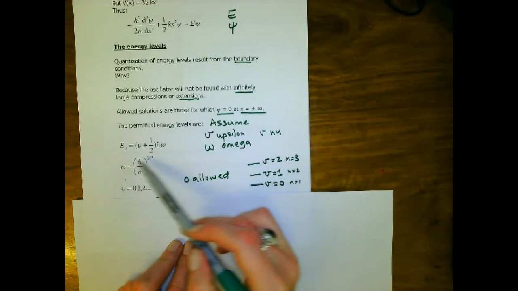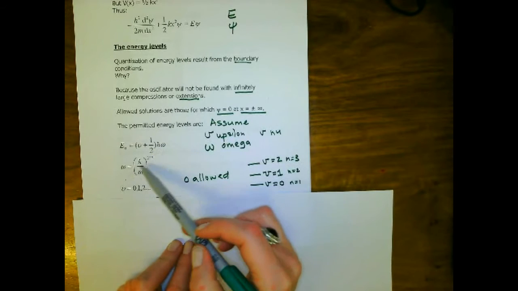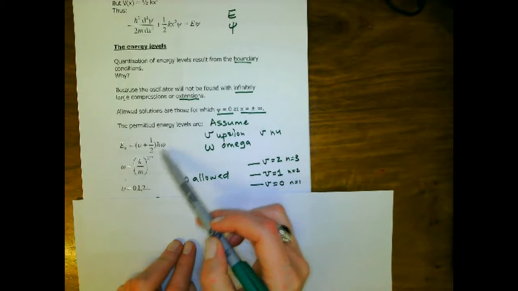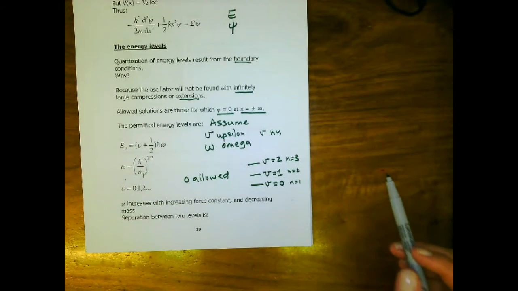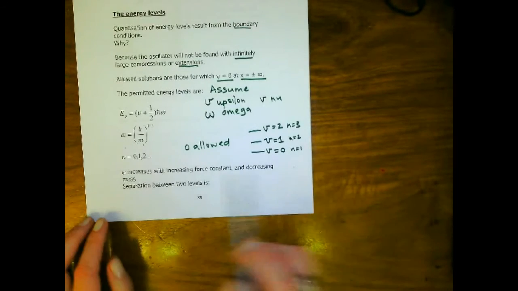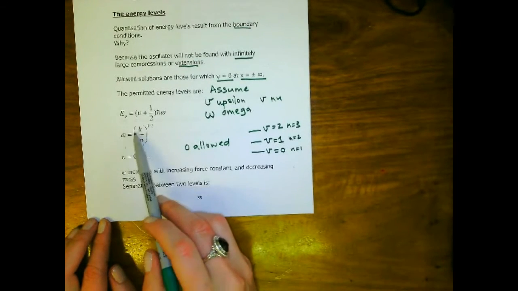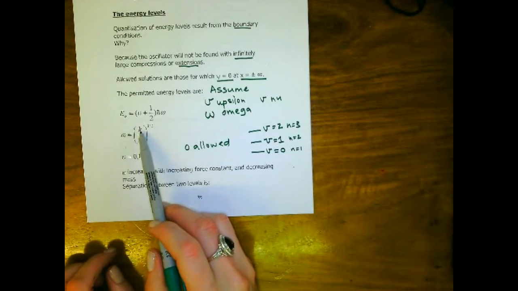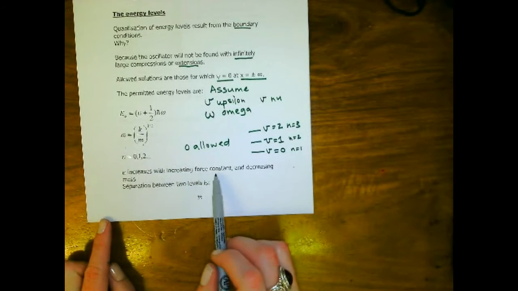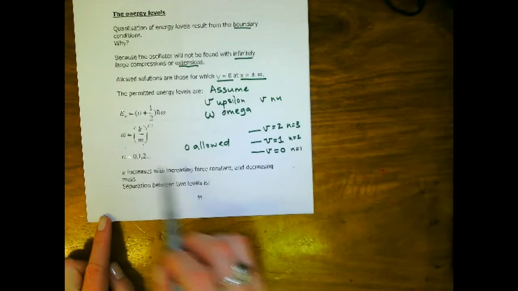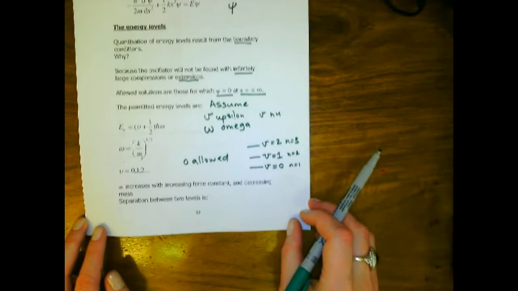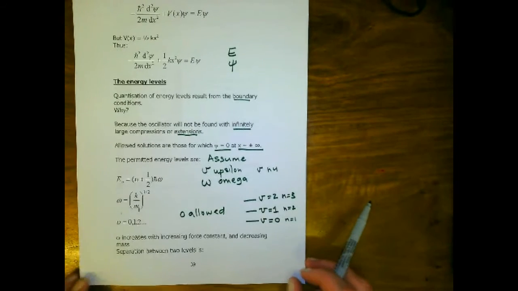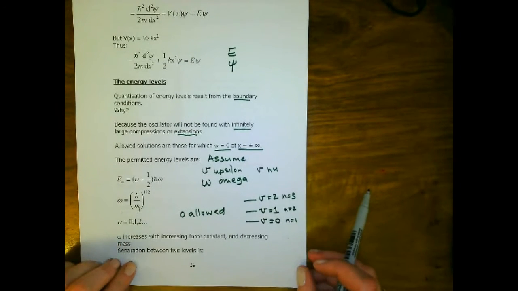Okay, so this energy expression I just want you to assume and know that omega is related to the force constant and the mass of the particle. We'll notice that omega is directly proportional to the force constant, so it increases with increasing force constant, and it's inversely proportional to the mass. Now let's have a look at the energy level diagram.